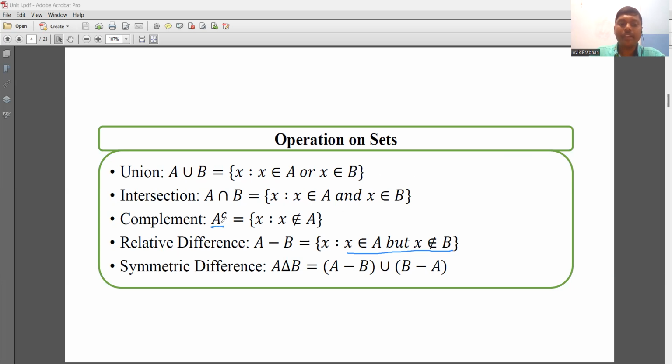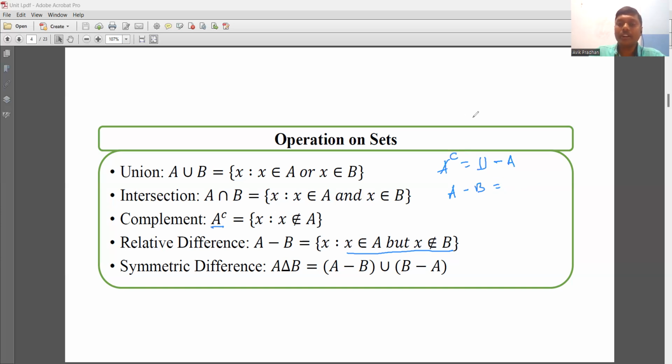We have seen A complement is equal to the universal set minus A. That means all the elements which belong to the universal set but do not belong to A. Similarly, A minus B, if I consider A minus B, means all the elements of A which do not belong to B.